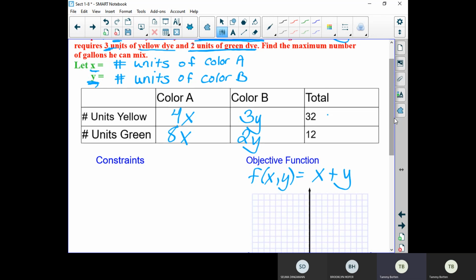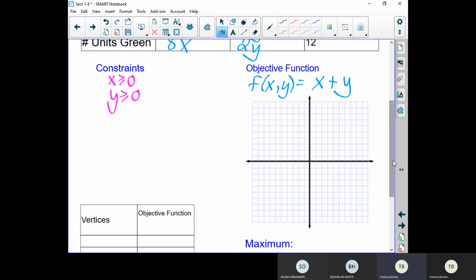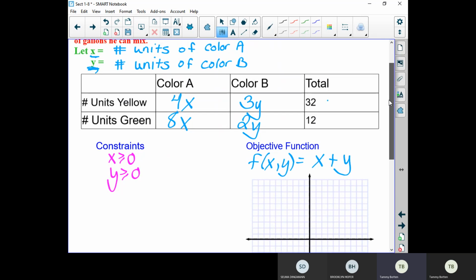We cannot have a negative amount of paint. So X has to be greater than or equal to 0. We cannot have a negative amount of Y, so Y has to be greater than or equal to 0. In fact, with all of these linear programming problems, once you get it graphed, you're always going to be looking in the first quadrant because you're looking for positive numbers.